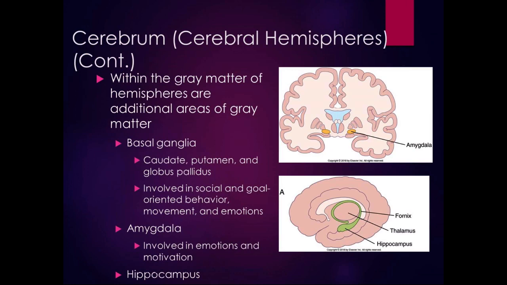So movement, well, hey, that's a big one. Social and goal-oriented behavior and emotions. The basal ganglia is the area of the brain that is affected in Parkinson's. And so it does affect all those things, even though Parkinson's is classified as a movement disorder. There are other things that go on with it.